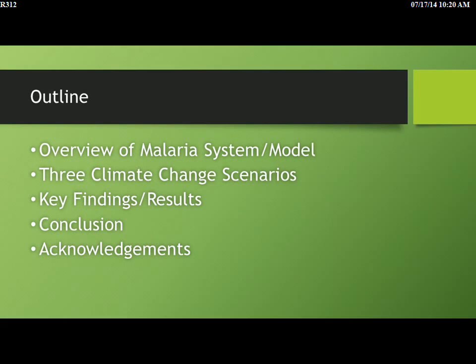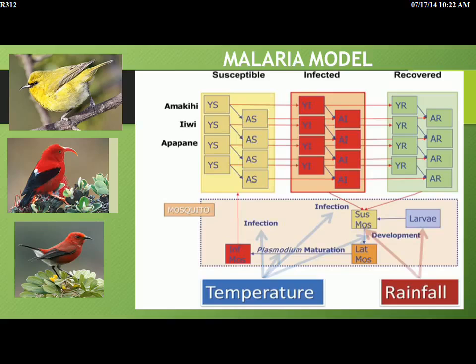So today I'm going to talk a little bit about, this is the outline we're going to follow. I'm going to talk a little bit about the malaria system and the model that we've developed for that. We're going to talk a bit about 3 different climate change scenarios that we evaluated. There's not complete agreement in what's going to happen in the future, as I'm sure you're all aware. And then what that means for these birds, which have a high probability of becoming infected.